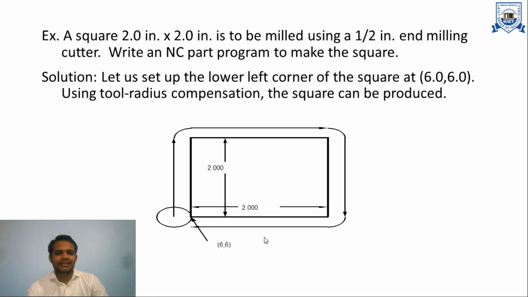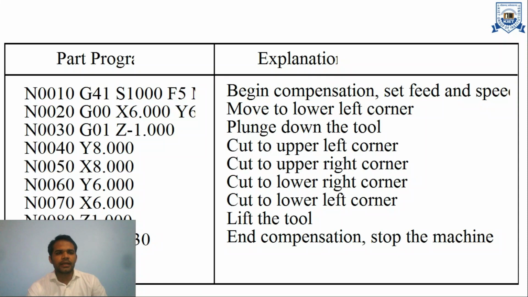This is our example, and for making a solution we create a part program for this object. Let us set up the lower left corner of the square at 6, 6. It is as per our requirement. We can provide any number for this parameter. At this point you can say 6, 6 is used as per requirement. Using tool radius compensation, the square can be produced. Now, this is the program for making a square.